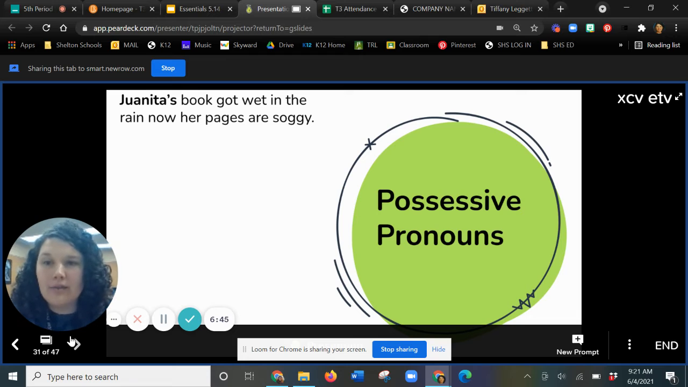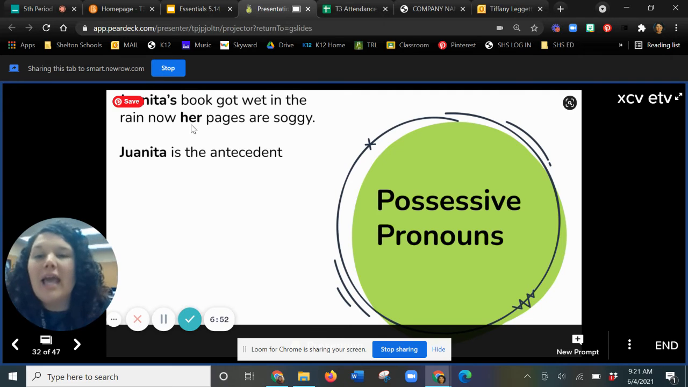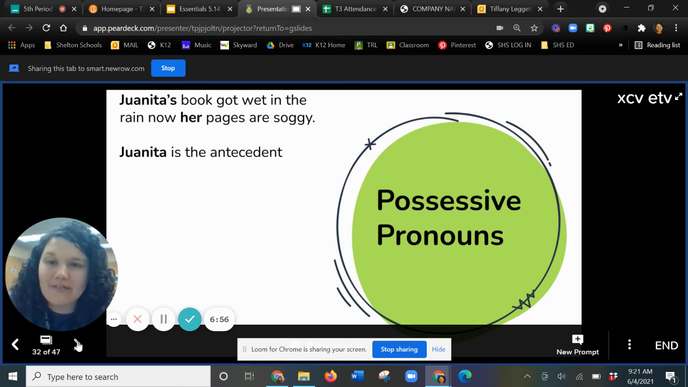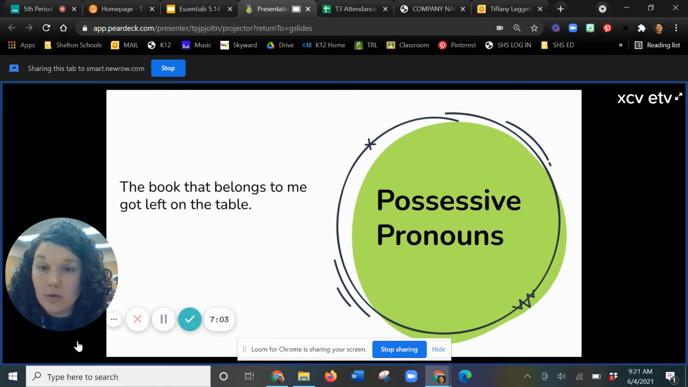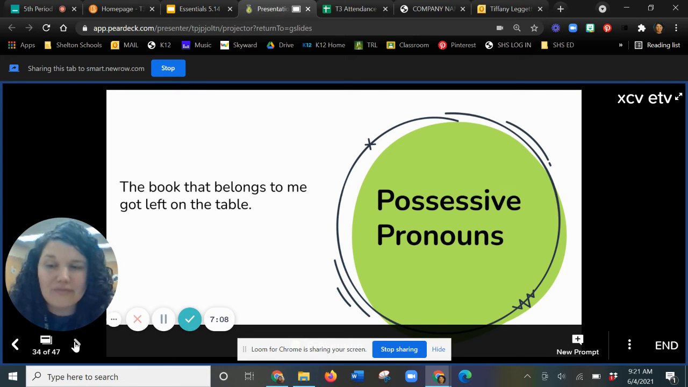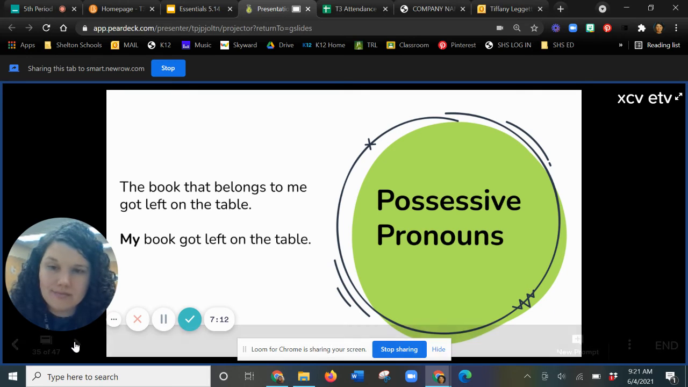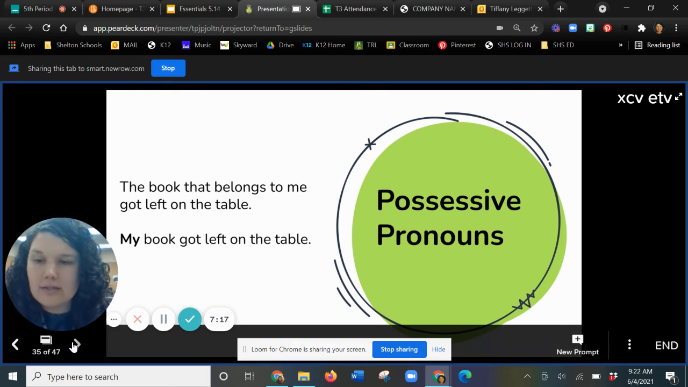Juanita's book got wet in the rain. Now her pages are soggy. So Juanita is the antecedent in this, and this word her is a possessive pronoun that we have in there. Let's look at another one. That book that belongs to me got left on the table. That's really wordy. How can we say that differently? My book got left on the table. And in this case, me or I would be the antecedent.